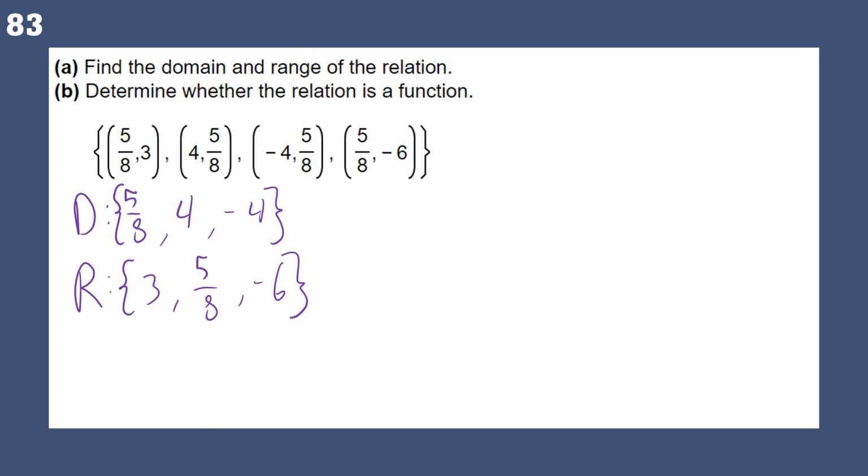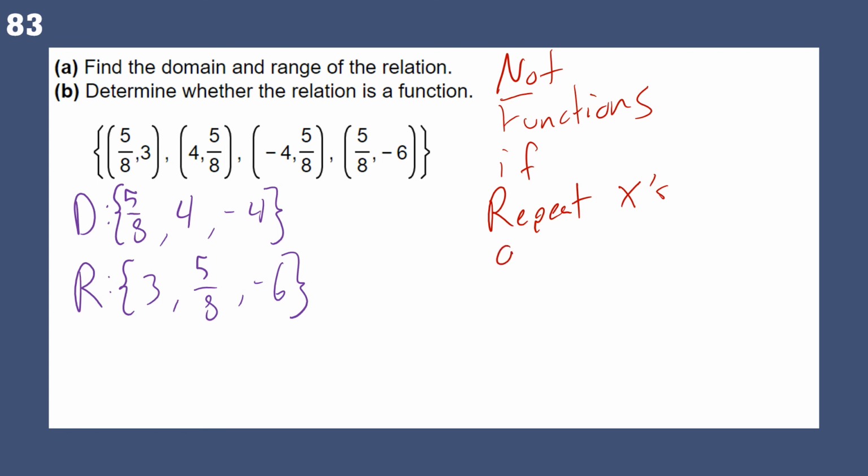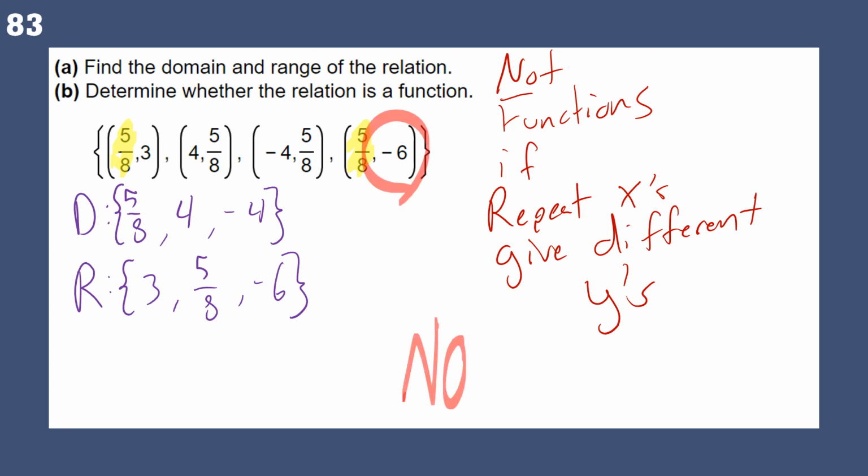And the rule for whether it's a function: it's not a function if repeat x's give different y's. So let's take a look at our repeat x's. Now I'm not looking at my repeat y's, I'm looking at my repeat x's. So we said that 5/8 was here twice. The first time, 5/8 was paired up with a 3. So if it was a function, every time I see 5/8, it should be paired up with a 3. But this time it was paired up with a negative 6. So this is not a function.